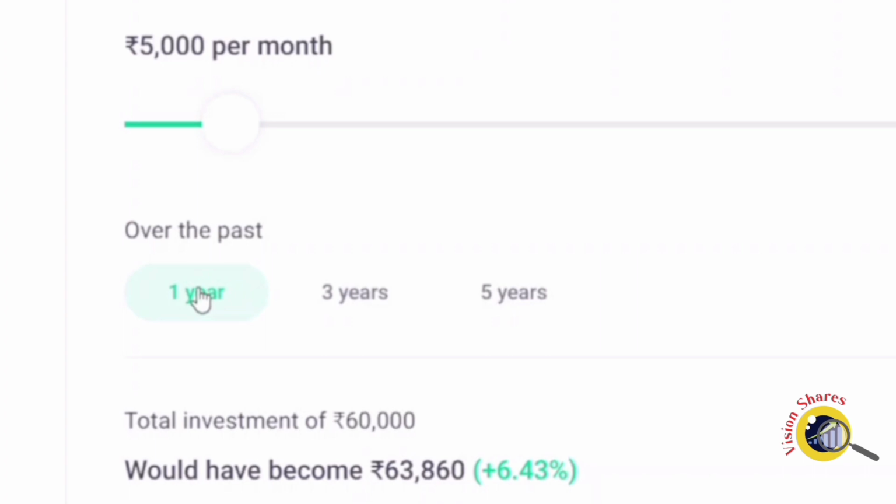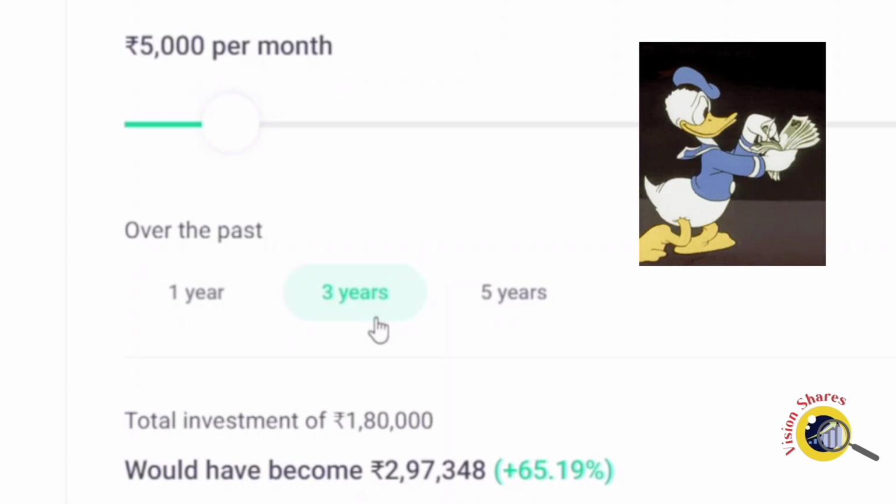As you can see, if I put 5,000 per month with a 1 year category, we get a total investment of 60,000. That is 5,000 into 12 months, which is 60,000. It would have become 63,860, which is a 6% return. If you had invested for 3 years, that is 5,000 per month for 36 months, it would have become 1,80,000. That is your total investment. And with the returns, it would have given you 65% returns, and your total would have come to 2,97,000.